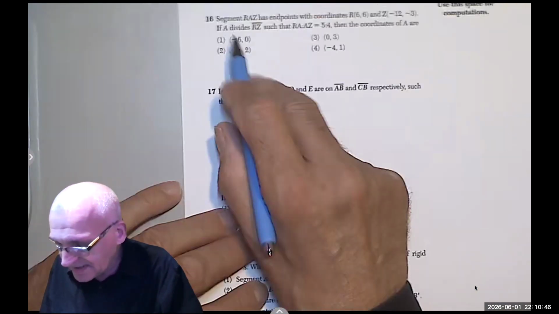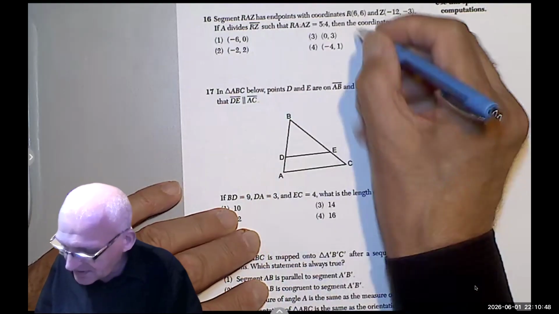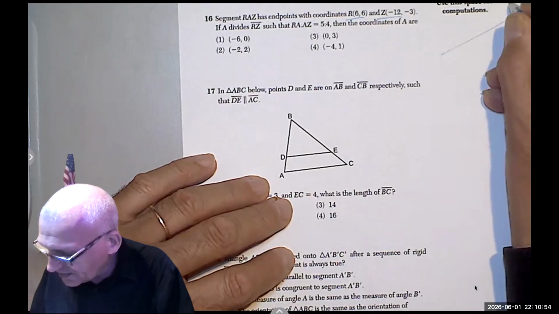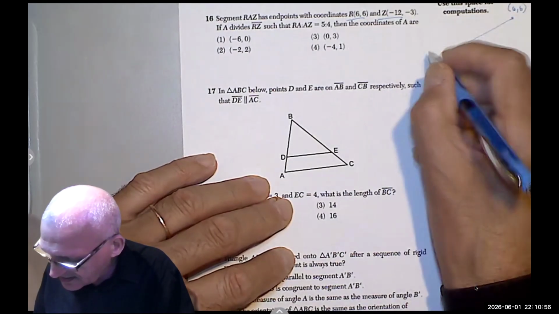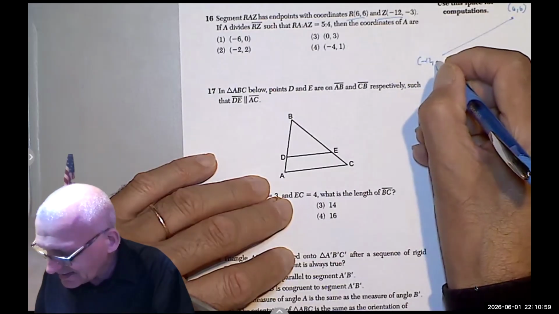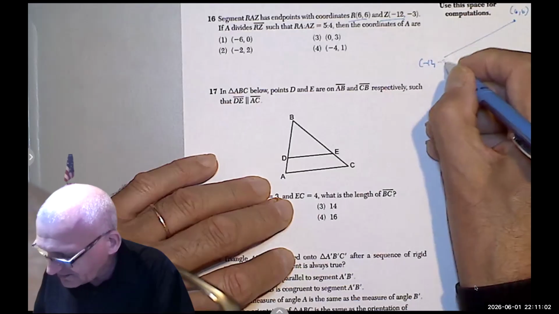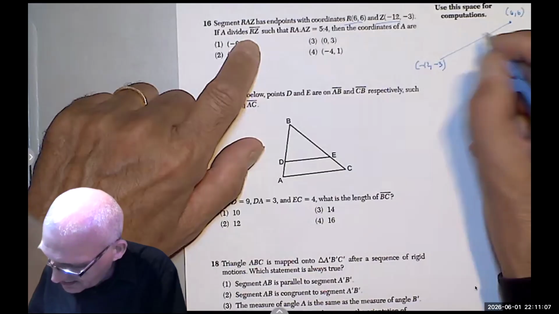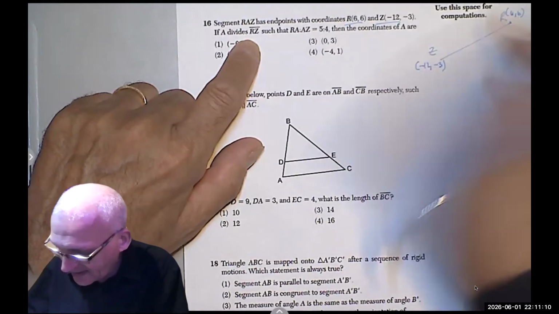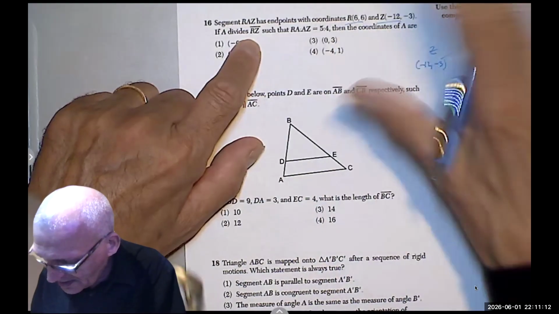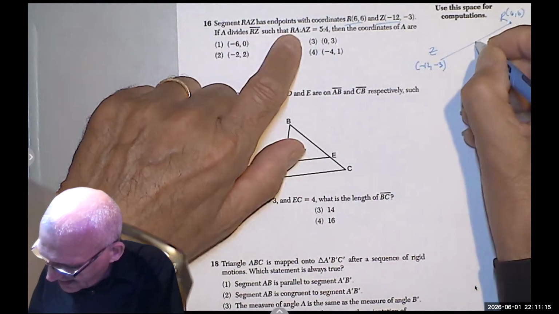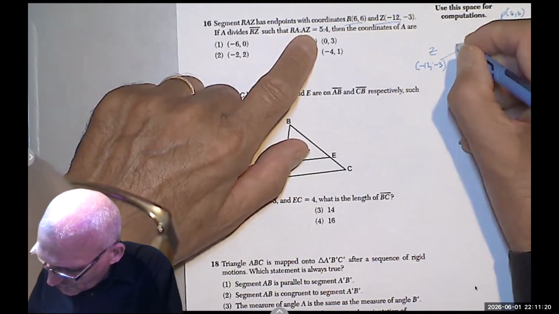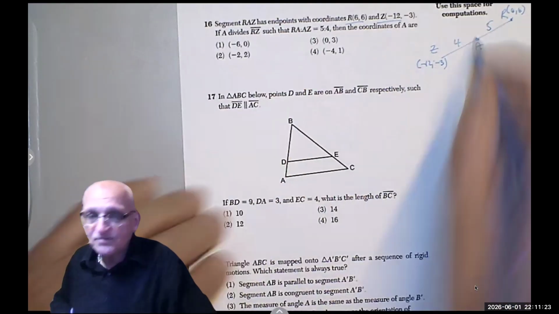Number 16, segment RZ has endpoints R and Z. Okay, we can say anything if this is positive and positive. So let's say this is 6, 6, and this is negative 12. No, I'm going to confuse myself now. Why? Because they say if point A divides RZ, notice this is Z and this is R. I drew it backwards. They start with R. So such that RA over AZ is 5 to 4. What are the coordinates of A?